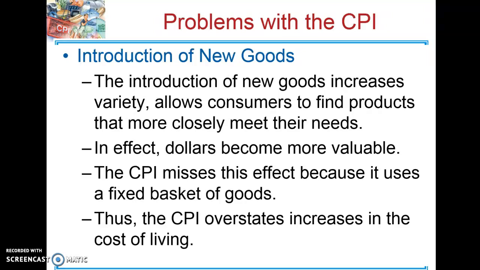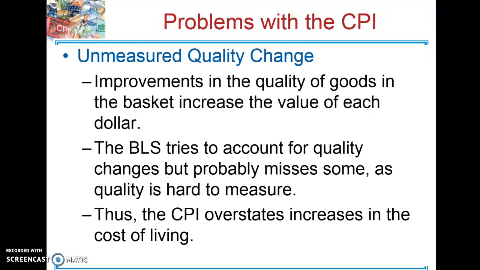Another problem is the introduction of new goods. The introduction of new goods increases variety, allowing consumers to find products that more closely meet their needs. So in effect, dollars become more valuable. The CPI, however, misses this effect because it uses a fixed basket of goods. So the CPI is overstated.